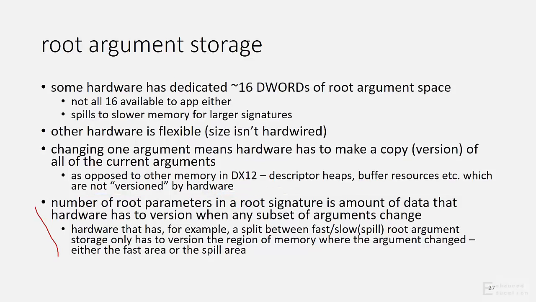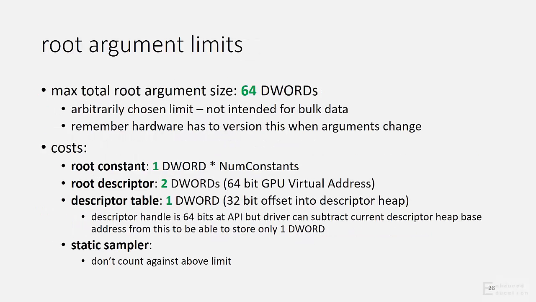So again, the way to think about what the hardware is being asked to do is the number of root parameters in a root signature is the amount of data that has to be versioned no matter how few of the arguments change. But if you think about the hardware that has this native root argument space, if you change a parameter that happens to live in the native space, then only that amount of space actually has to be versioned, while the spill memory, which hasn't changed, doesn't have to be versioned. It's a minor distinction.